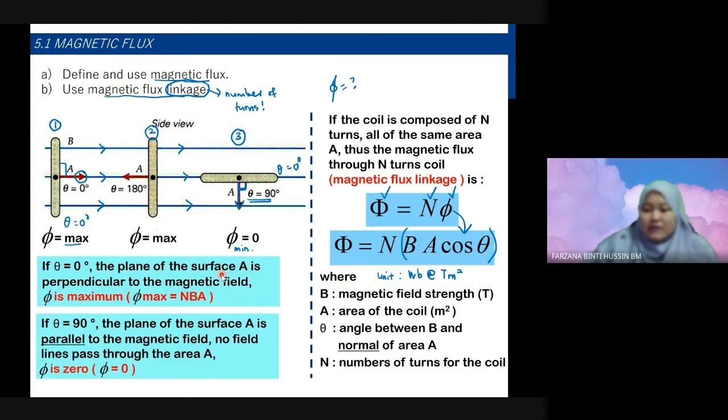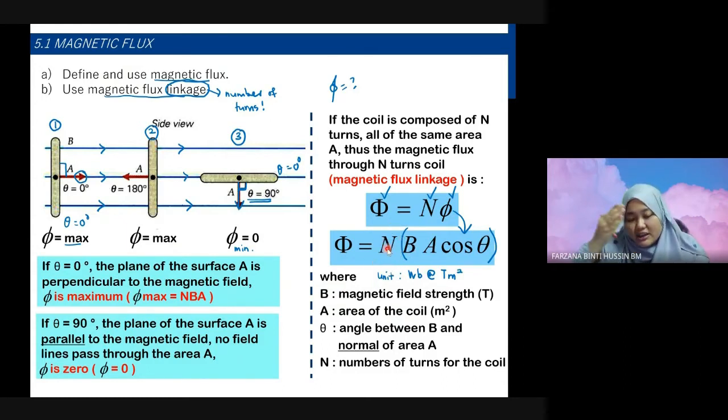Alright, if you have more than one turn, what will happen? If you have more than one turn, then we call it magnetic flux linkage. One plane, one coil, is magnetic flux. If you have more than one, let's say you have 100 turns, then it will become 100 times the magnetic flux for one coil. So you just add another N, which is the number of turns of the coil.